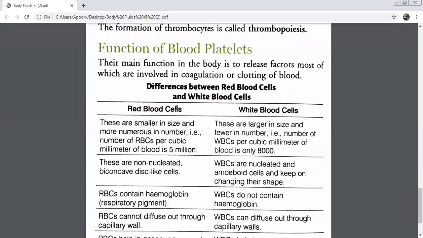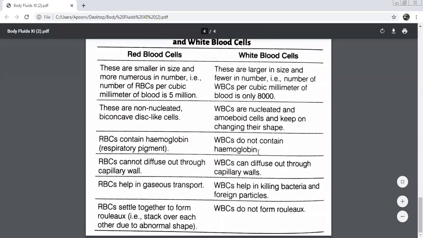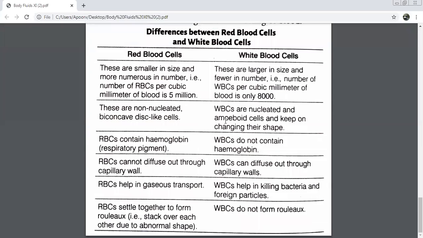Since we have done this, let's compare RBCs and WBCs. RBCs are small in size, WBCs are large. RBCs are more numerous: the number of RBCs per cubic millimeter of blood is on average 5 million, but for WBCs it is only 8,000. RBCs are non-nucleated, WBCs are nucleated. WBCs are amoeboid cells, meaning they can change their shape like an amoeba. RBCs contain hemoglobin, WBCs do not. RBCs cannot diffuse out through the capillary wall, WBCs can.